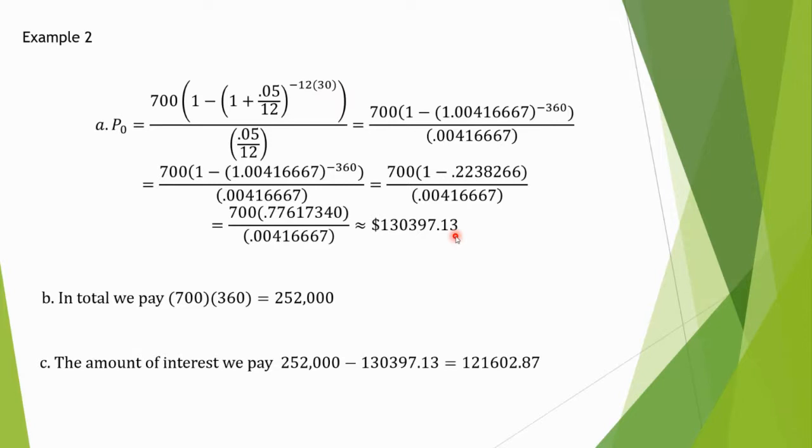Okay. So part A was basically just the calculation. The formula is not terrible, so in a sense we don't need the TVM solver.